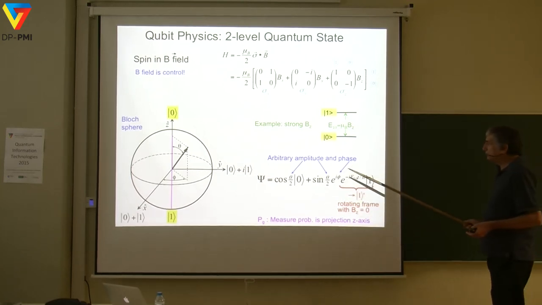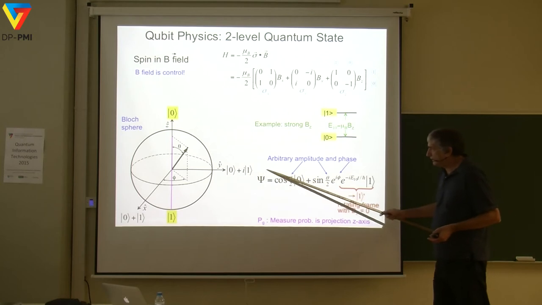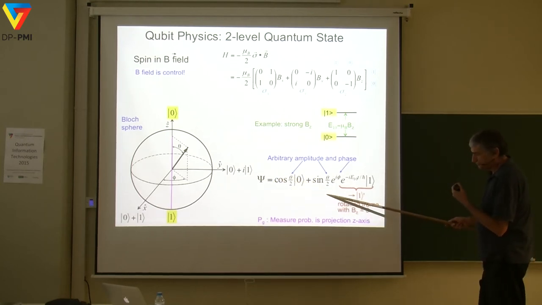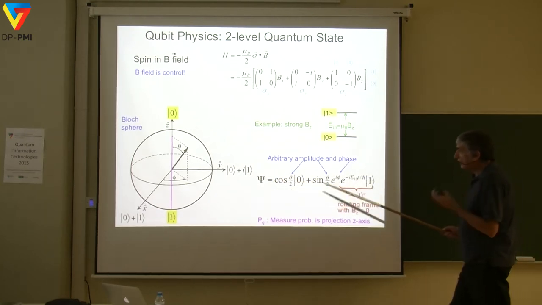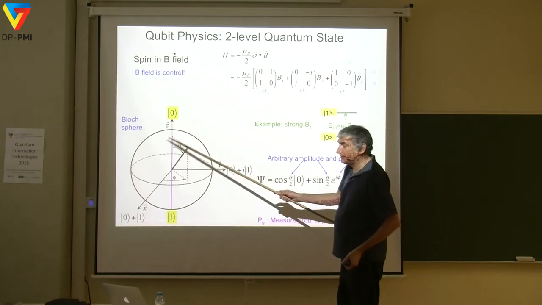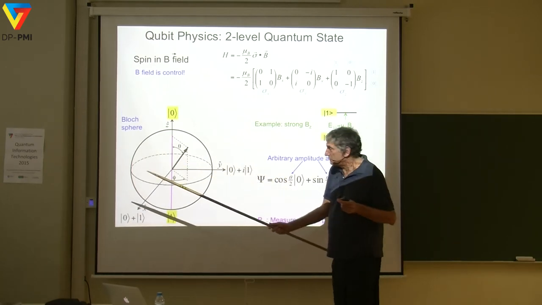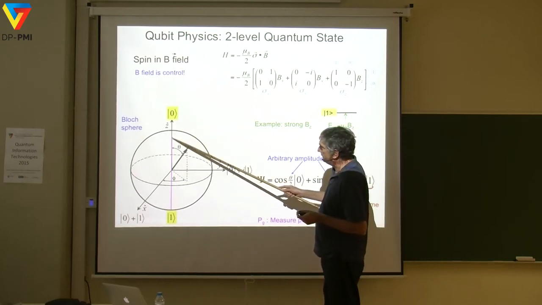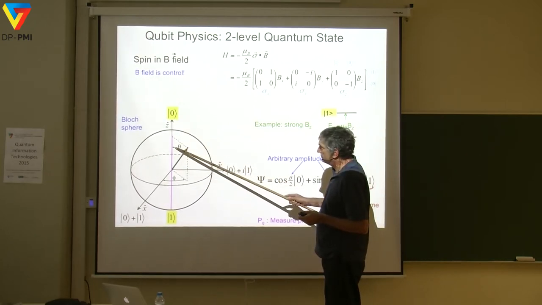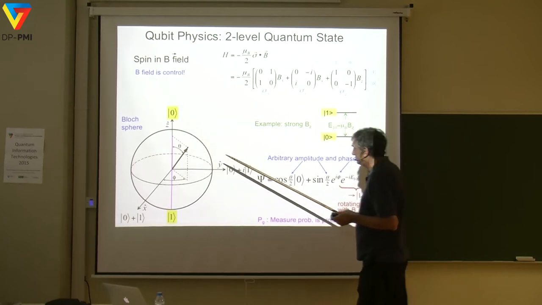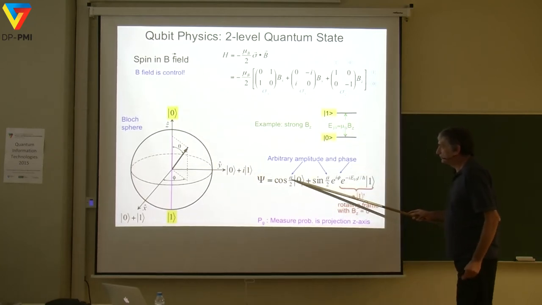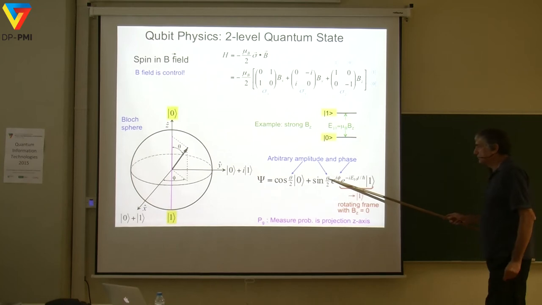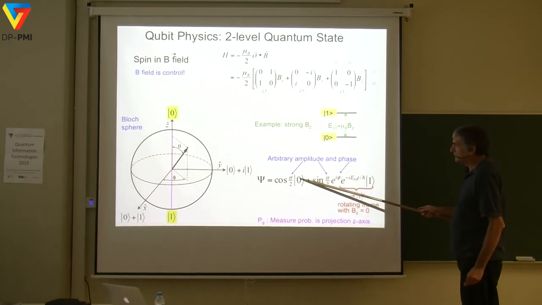And what you can do is you can show pictorially, represent that state as a vector on a sphere, as I was talking about a few minutes ago. So if this vector is pointing up in the z direction, then theta equals zero, and cosine of zero is one, and sine of zero is zero, so that's in the ground state.